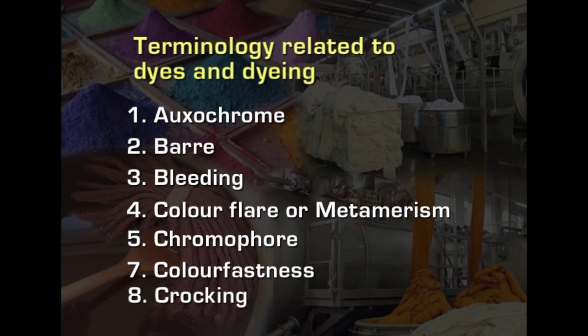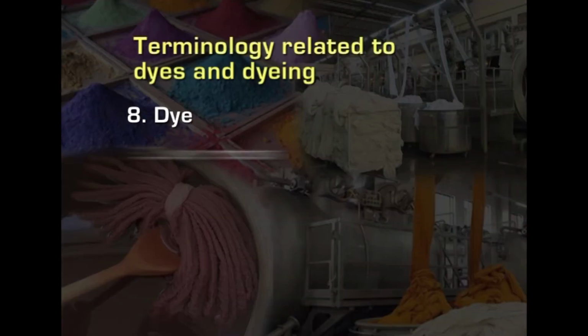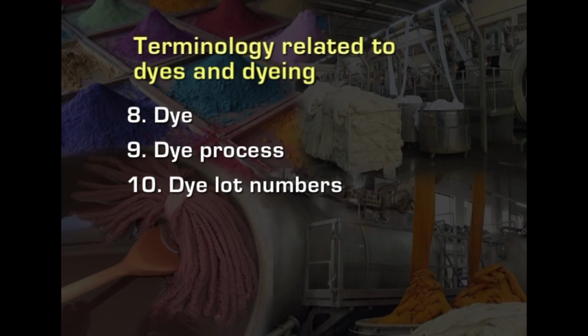Crocking is color loss from the colored materials by rubbing. Dye is the molecules of the organic compounds called dyes. These are responsible for the color of the dyed and printed textile materials. Dye process is the environment created for the introduction of a dye into the fabric by either hot water or steam or dry heat. And dye lot numbers.